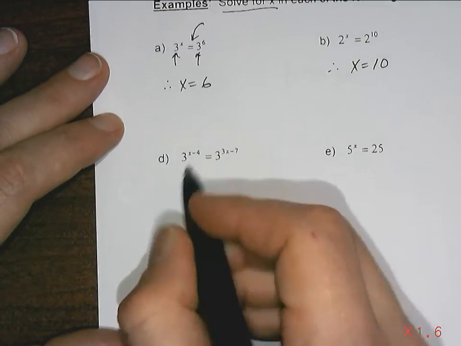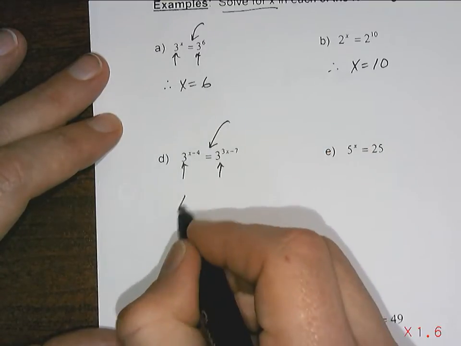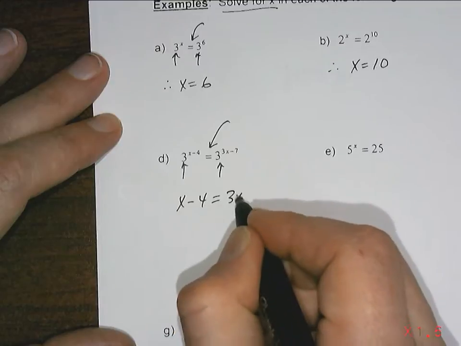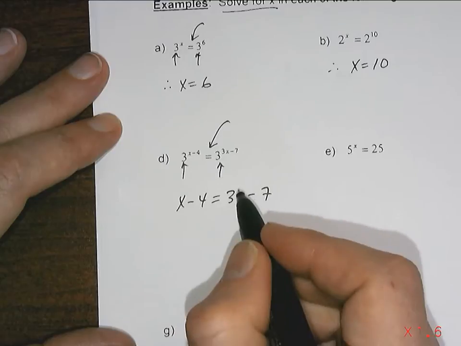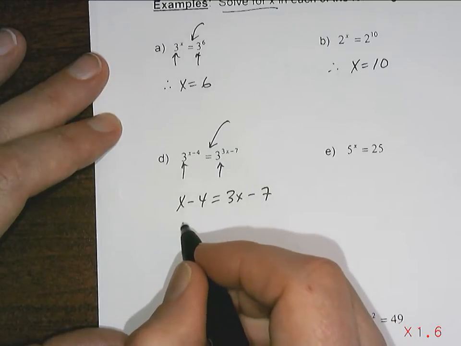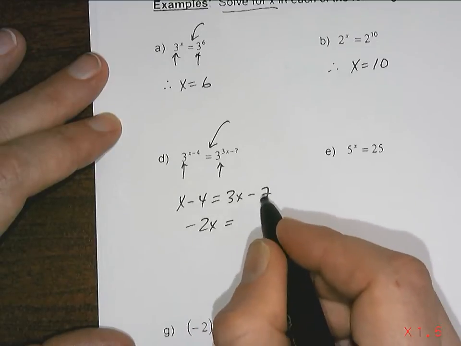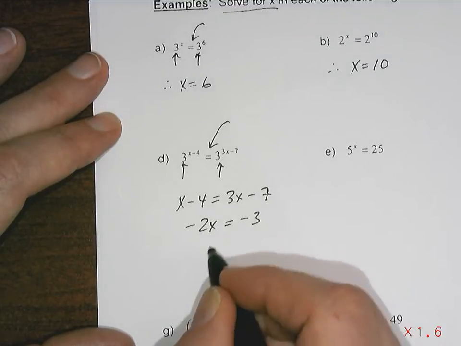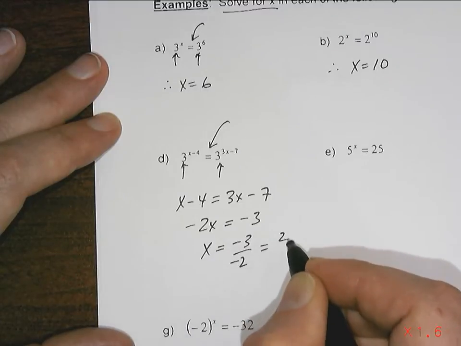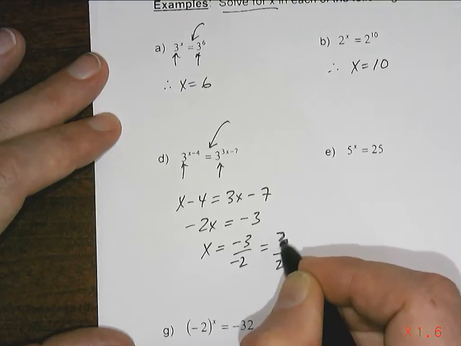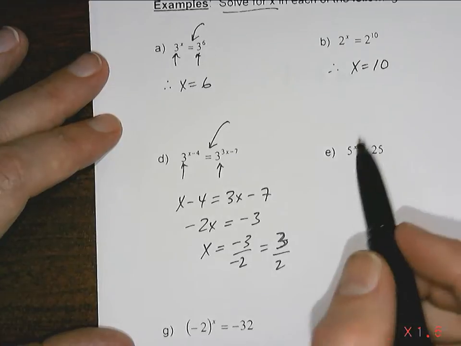So now I have 2 expressions in the exponents. Notice that my bases are the same. I have an equality here, so it's x minus 4 equals 3x minus 7. Rearranging this, I would bring the 3x over. So it'll be x minus 3x, which is negative 2x. Bring this over, it's going to be negative 7 plus 4, so that's negative 3. So it's going to be x equals negative 3 divided by negative 2, which is 3 over 2. Okay, so we can get answers that are fractions. Don't be afraid of that.